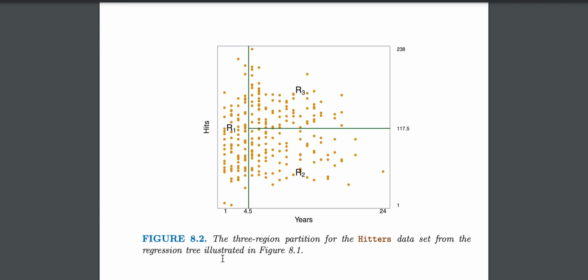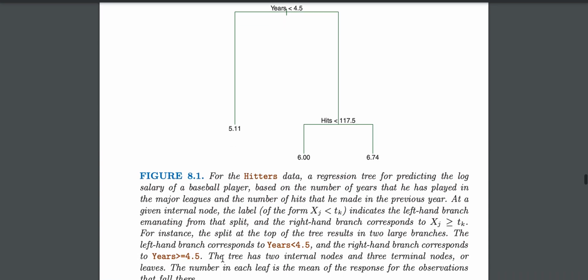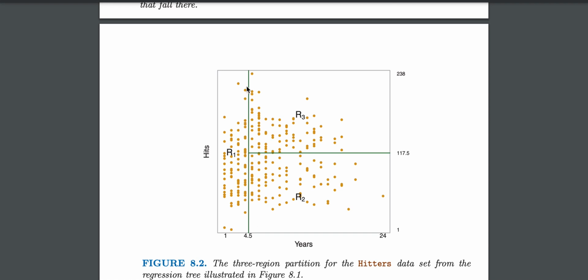So this tree stratifies or partitions the predictor region into players who have played for 4 or fewer years. This is that region. Less than 4.5 years. It's this region. I think the years are in integers, so when it's 4.5, it means that 4 or less. Okay, that will be region 1.